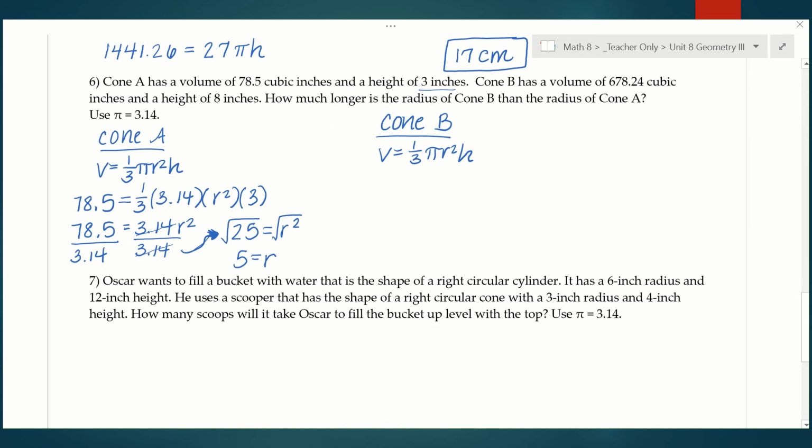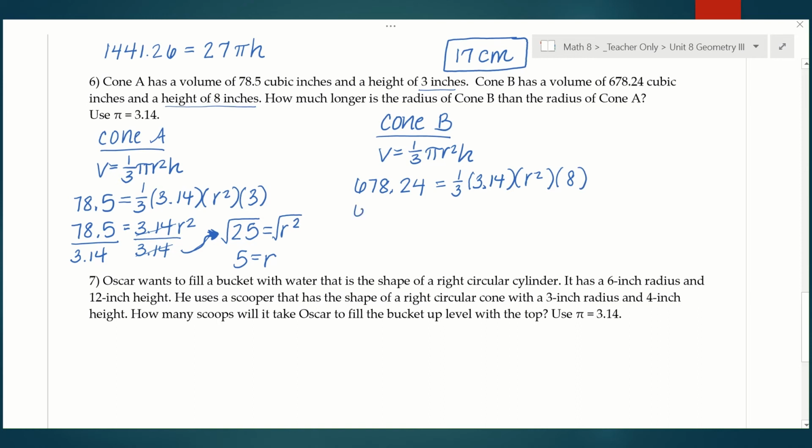Okay, so we're going to do the same process for cone B. Going back up to the problem, cone B has a volume of 678.24. So that's what I'm plugging in for my volume. I'm bringing down the 1/3. I'm putting 3.14 in for pi because they tell me to. And what else do I know? I don't know the radius, so I'm putting radius squared. And then they tell me the height is 8, so times 8.